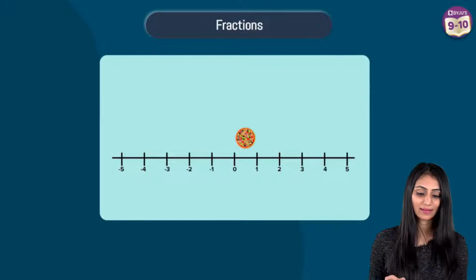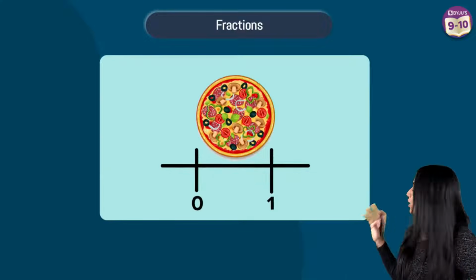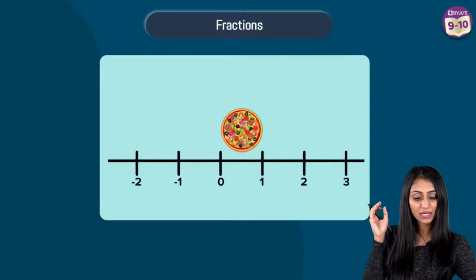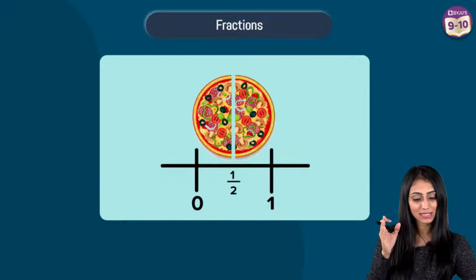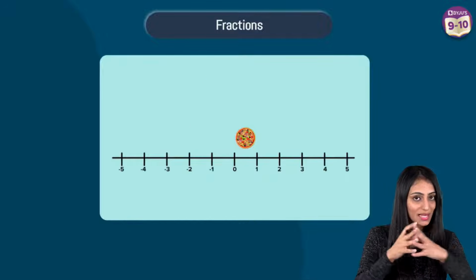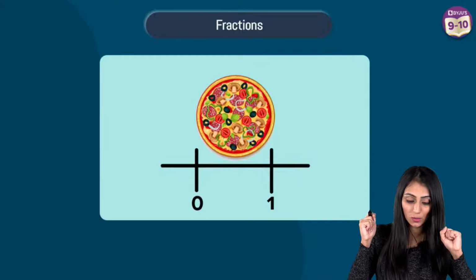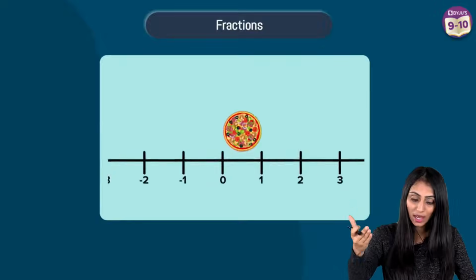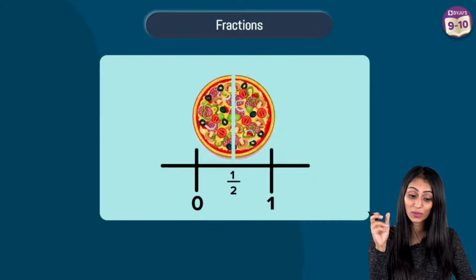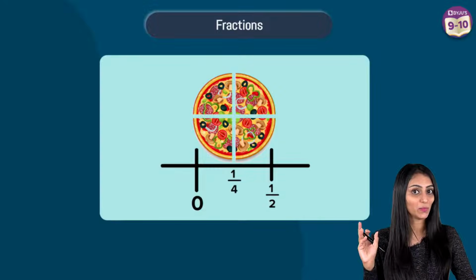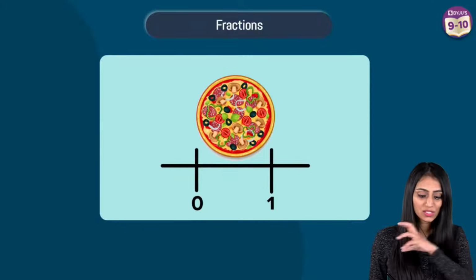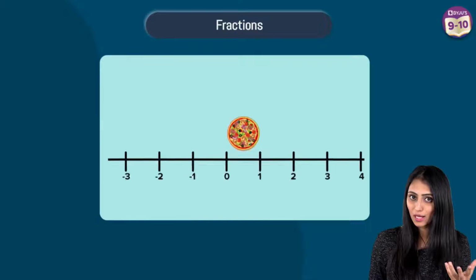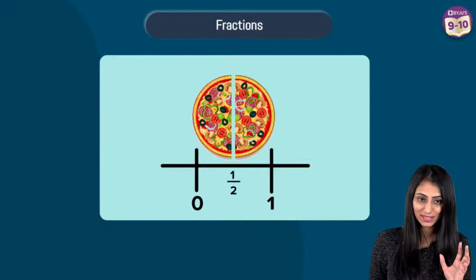So, let's take a look at this yummy pizza. The pizza is placed between 0 and 1, right? If I cut the pizza into exactly 2 equal pieces, you can see that 1 by 2 is placed between 0 and 1. And if I cut this half slice into a further half, we get 1 by 4, which is placed between 0 and 1 by 2, right? Now we saw these 1 by 2 and 1 by 4, these different kinds of numbers, and we know these are called fractions.